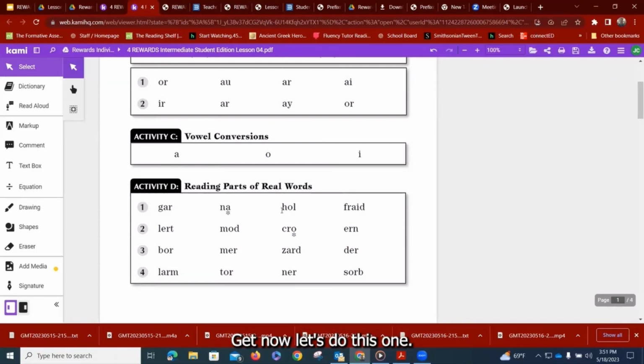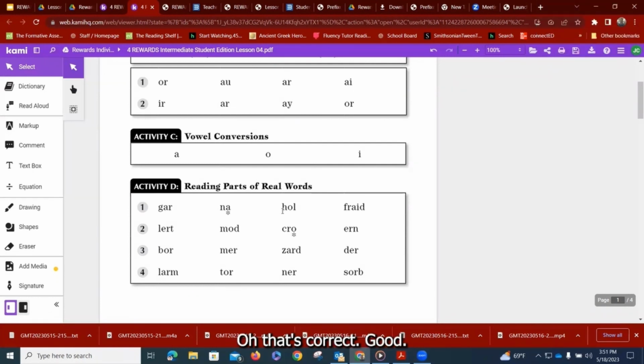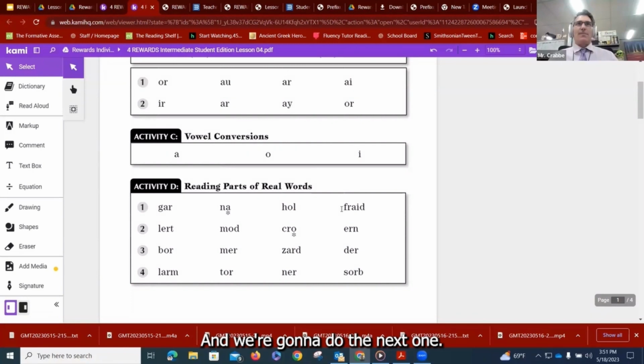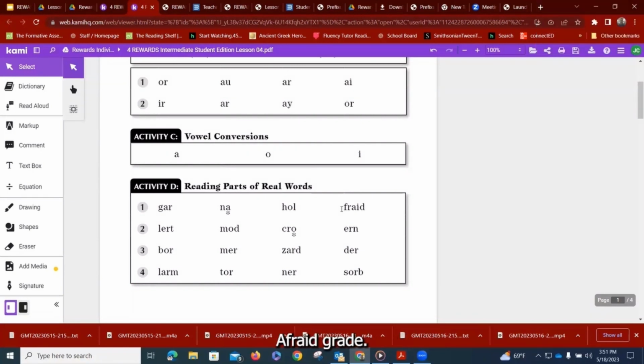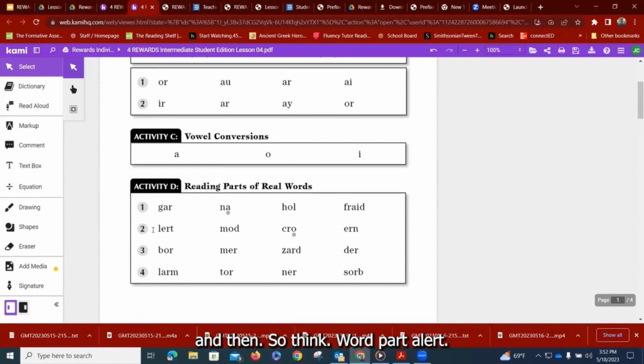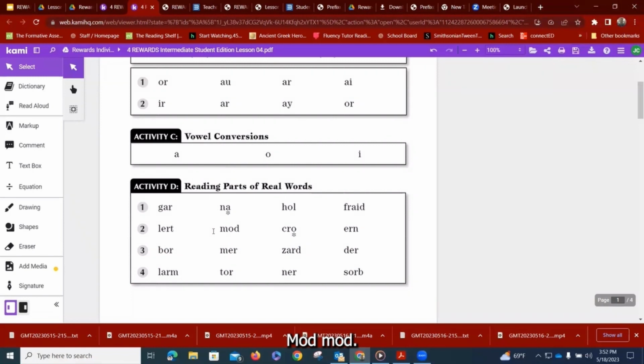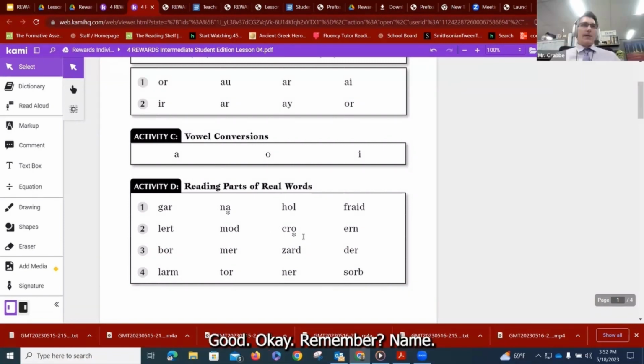Good. Now let's do this one. What's the word part? Hall. Hall. That's correct. Good. We're going to do the next one. What's the word part? Frayed. Afraid. Very good. Okay. Let's do one more line together. Think, word part. Alert. Okay. Next one. Think, word part. Mod. Mod. Good. Okay. Remember, name the vowel.